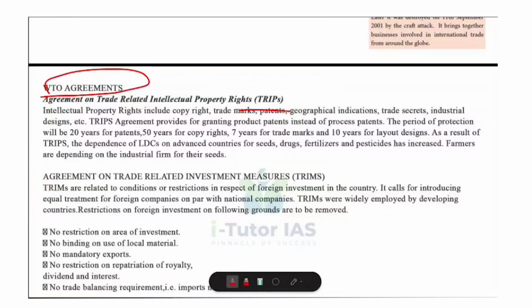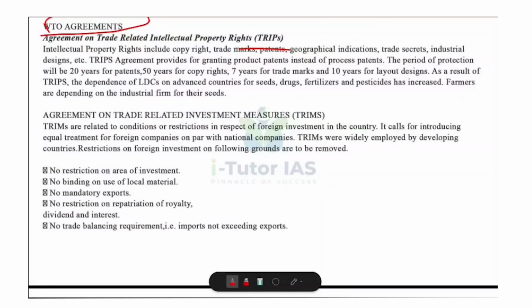What is meant by TRIPS? TRIPS is an agreement under the WTO that deals with intellectual property rights. So intellectual property rights include copyrights, that is to protect literary and artistic work. Then trademarks, that is to protect brand names and logos. And also patents, that is to protect inventions. Geographical indications, that means to protect products from a specific region. And also industrial designs, trade secrets, and layout designs.